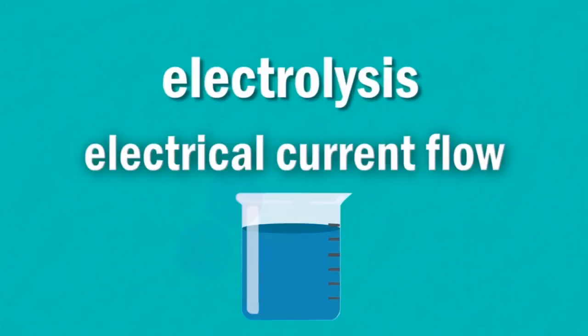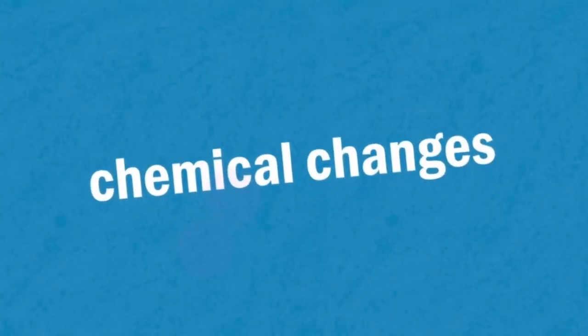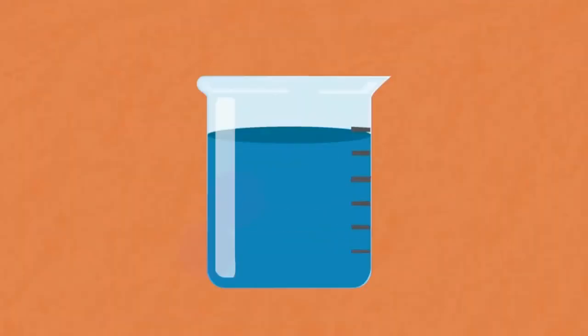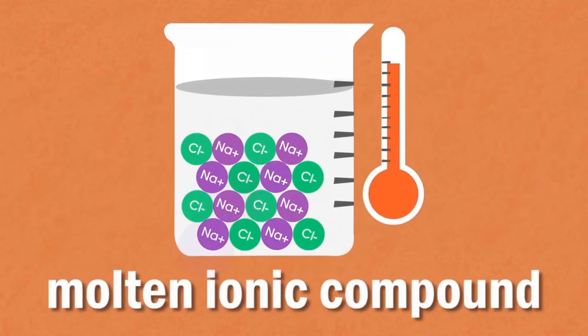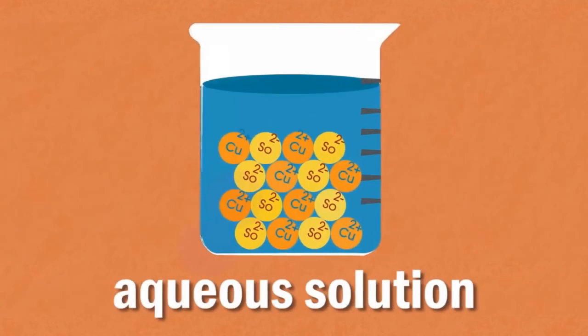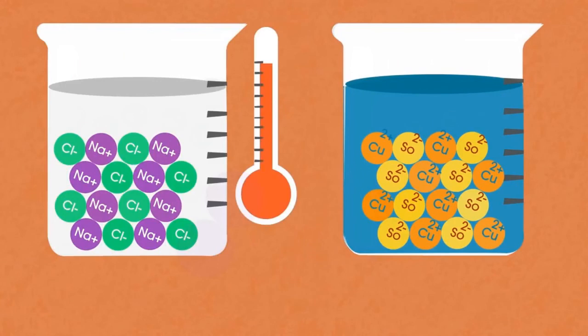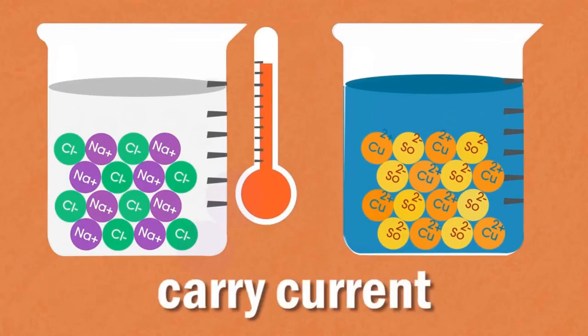Electrolysis is electrical current flow through a liquid which causes chemical changes. Yes, you did hear that correctly. Current flowing through a liquid. Now, not all liquids can conduct. The liquid can be a molten ionic compound or an aqueous solution. In either case, it must be able to carry current.